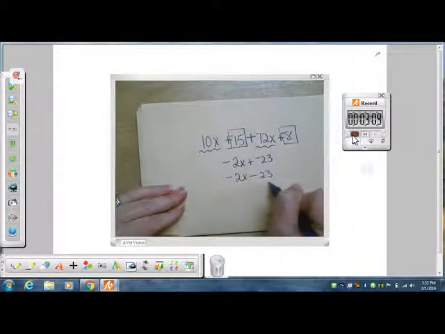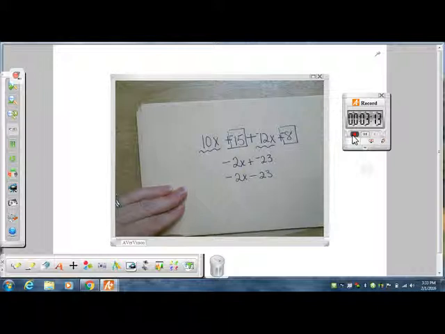This is the best answer, but this is not incorrect. I hope that helped. That's all for now.